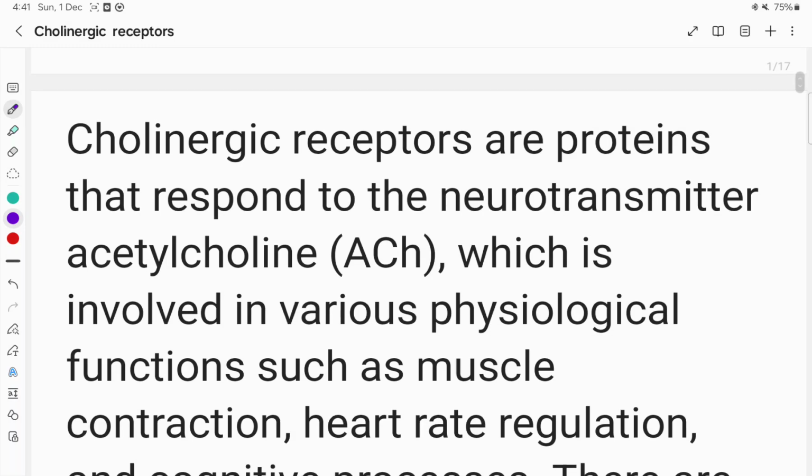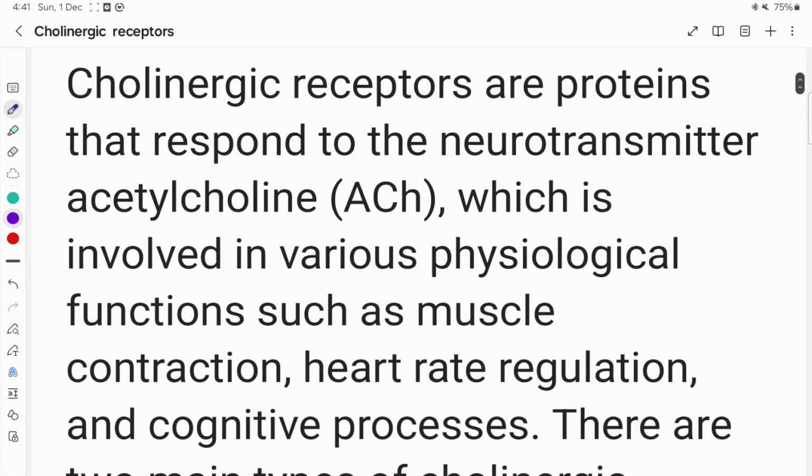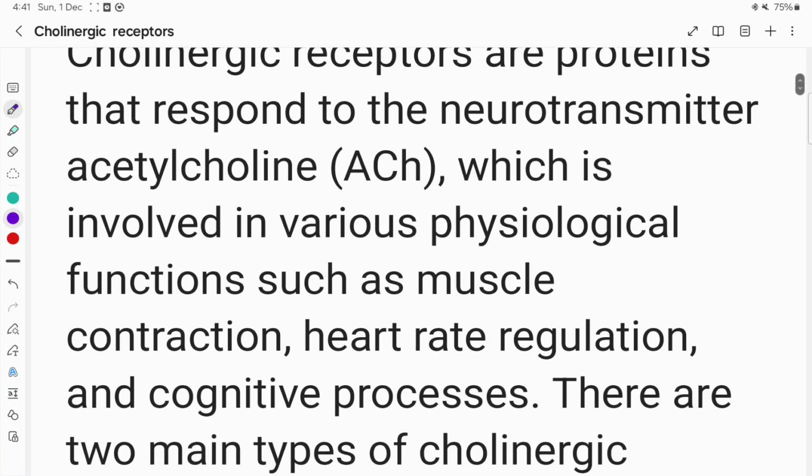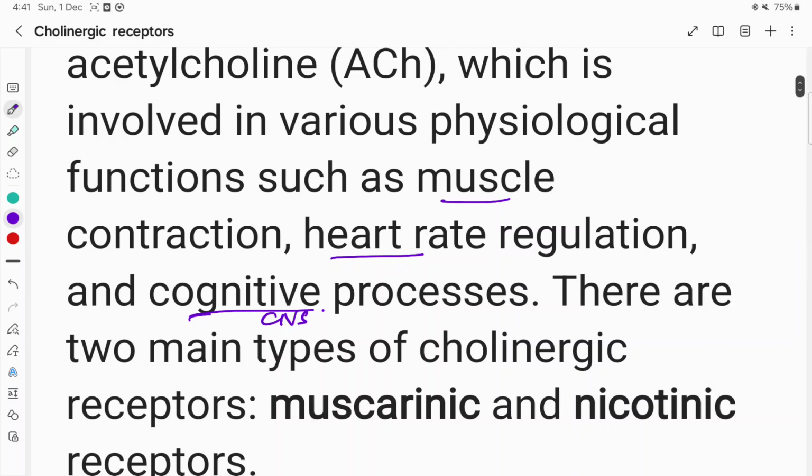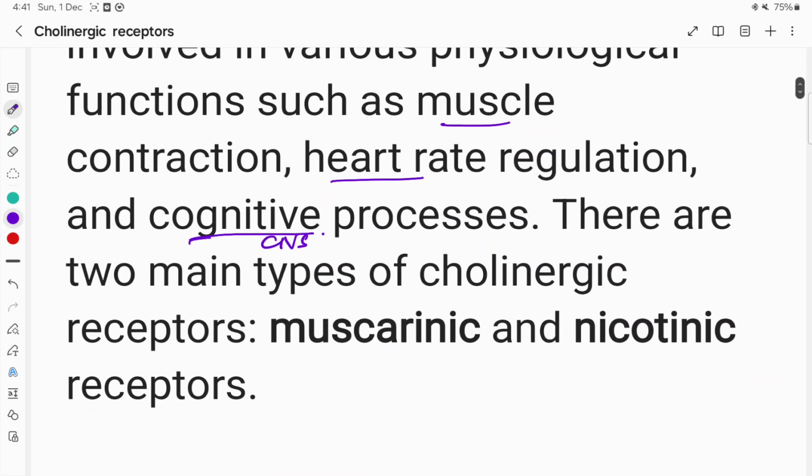So you can note it down if you want the notes. Cholinergic receptors are proteins that respond to the neurotransmitter acetylcholine, which is involved in various physiological functions such as muscle contraction, heart rate regulation and cognitive processes. Cognitive processes mostly in CNS, and also the heart rate and muscle. Mainly muscle, heart and glands. These are the 3 areas where the muscarinic receptors are located.